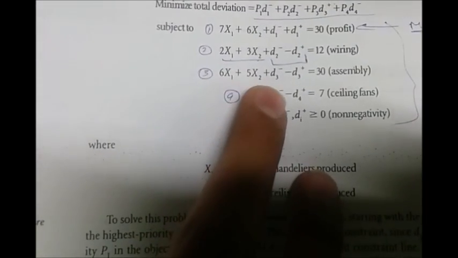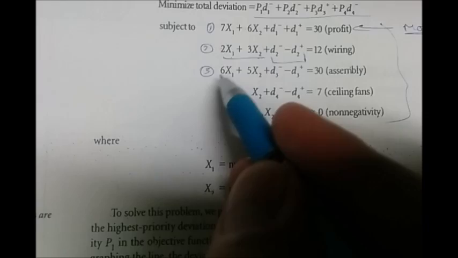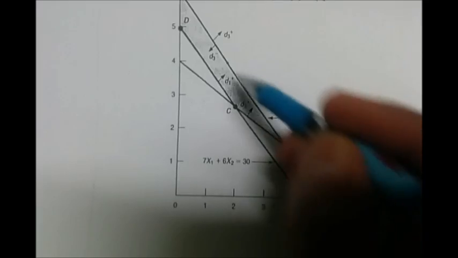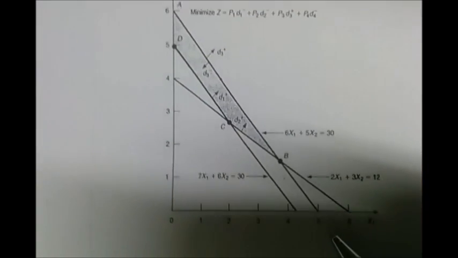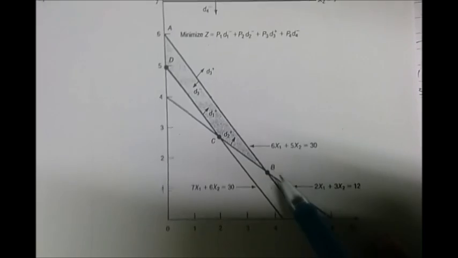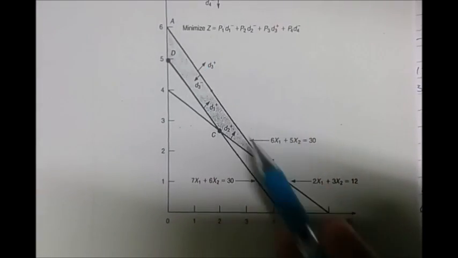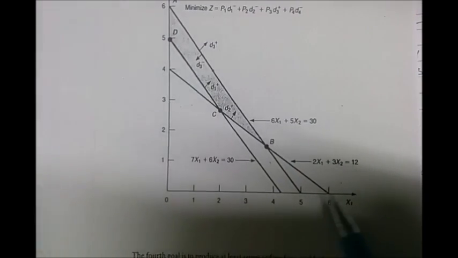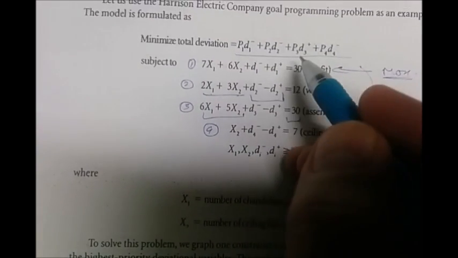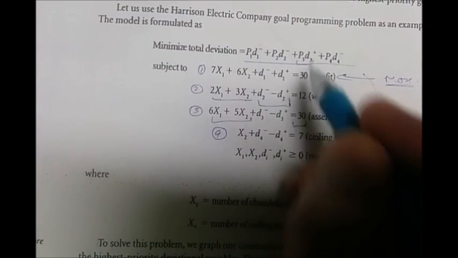Now our third goal. The third goal says 6x1 plus 5x2 plus only this one. We will plot this, and we will obtain this line. In this particular diagram, it has plotted both the third and the fourth at the same time. So this is our third one. Now what it wants us to minimize is not the negative but the positive, that is, it doesn't want any overachievement.